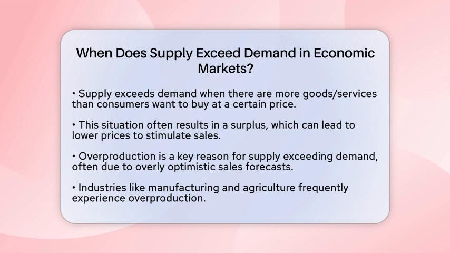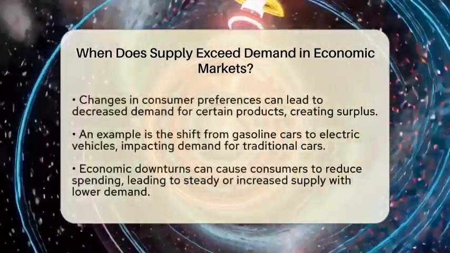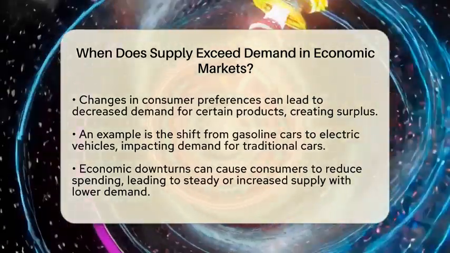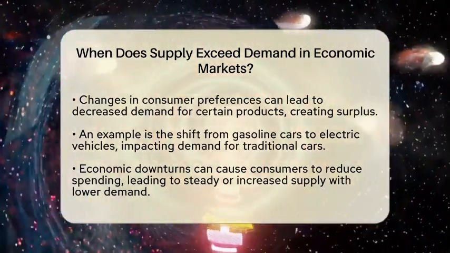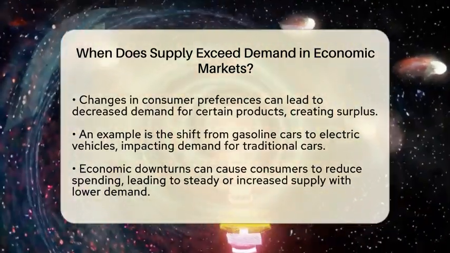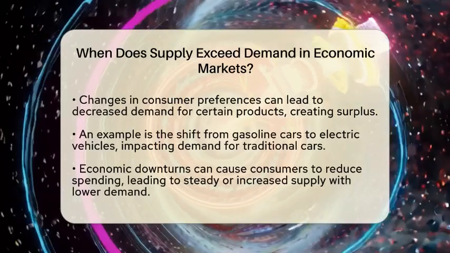Supply exceeds demand when there are more goods or services available than consumers are willing to purchase at a specific price. This often leads to a surplus, pushing prices down to encourage sales. One major reason for this situation is overproduction. Companies might produce more than they can sell due to overly optimistic sales forecasts. This is common in industries like manufacturing and agriculture. For instance, if a cereal company expects high sales but ends up with excess stock, they face a supply surplus.